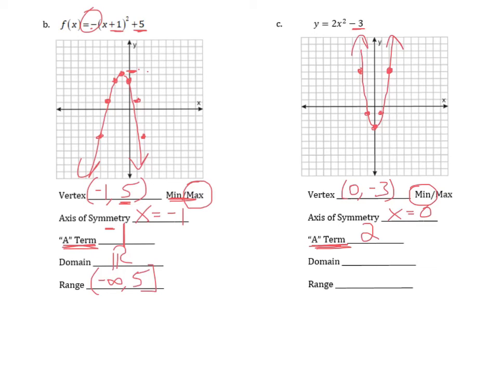And there's my graph, y equals 2x squared minus 3. Domain, all real numbers, because it's a quadratic. The range, again, I have a minimum here, so negative 3 is my minimum y value, and it goes up to infinity.